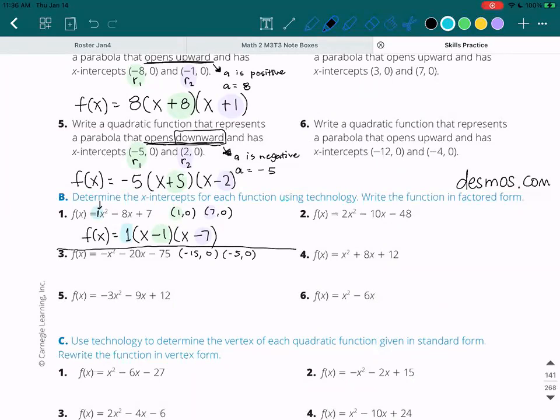Those were our x-intercepts. Now we're going to write it in factored form. So to find our a value, I want us to look at the number, the coefficient that's in front of x squared. I just see the negative symbol, so that means it's a -1.